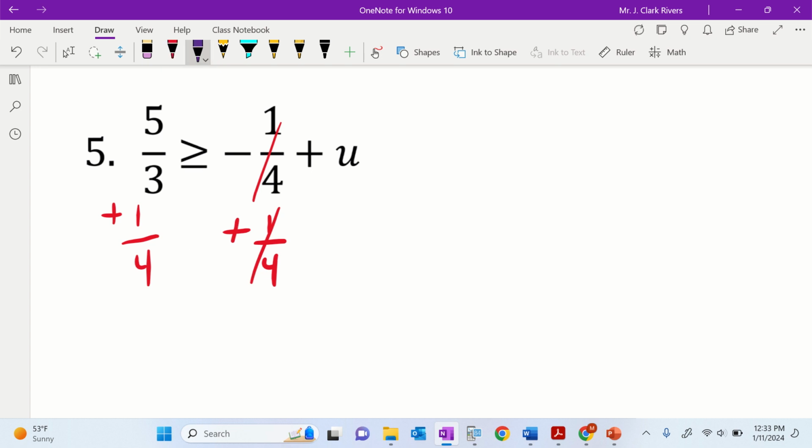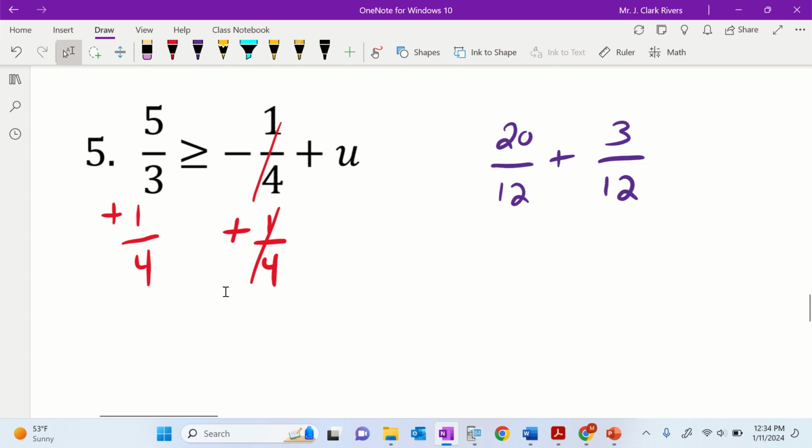Think about what the least common denominator is of 3 and 4. It's going to be 12, right? So 3 times 4 is 12. 5 times 4 is 20. We are adding to that. 4 times 3 is 12. 1 times 3 is 3. Let's double check that again. 3 times 4 is 12, and 5 times 4 is 20. I like that. 4 times 3 is 12. 1 times 3 is 3, and that is greater than or equal to u.